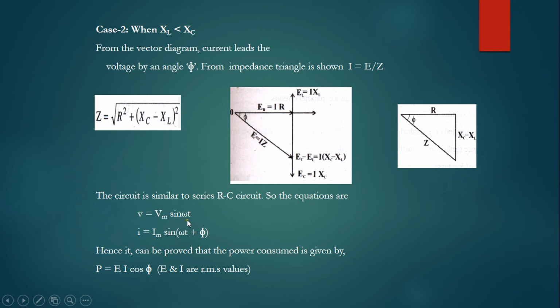So once again, V is equal to Vm sin omega t, and for this I is equal to Im sin (omega t plus phi), because current leads the voltage by an angle phi. We have already derived for these two combinations the power P is equal to EI cos phi, where E and I are RMS values.